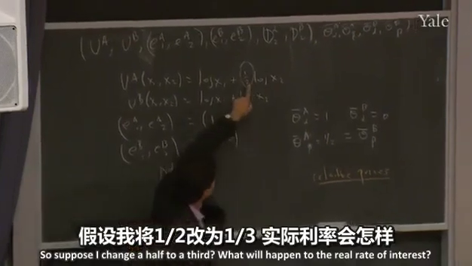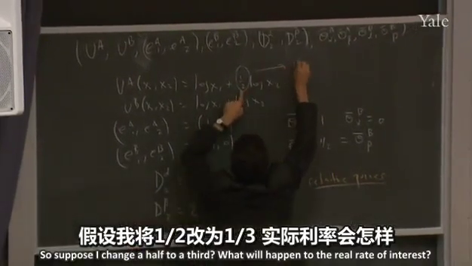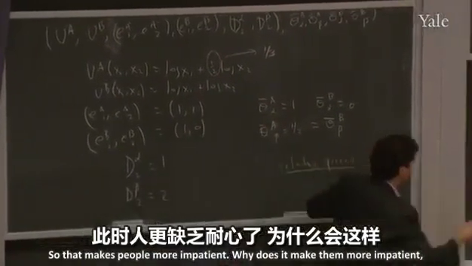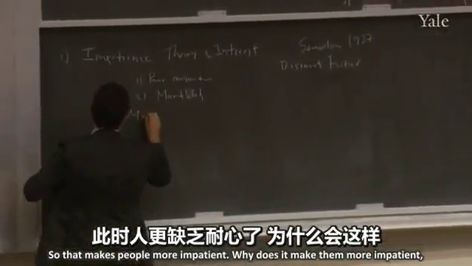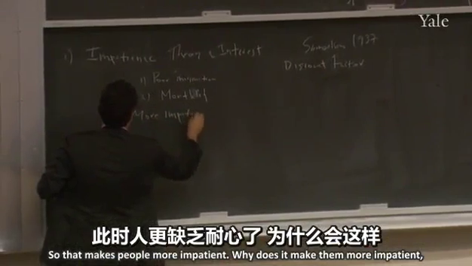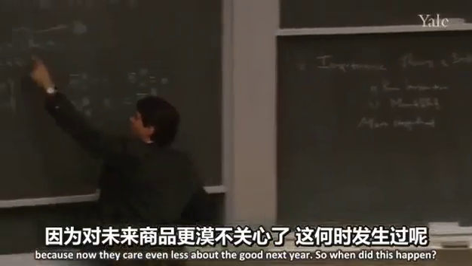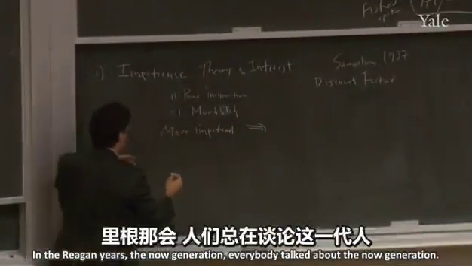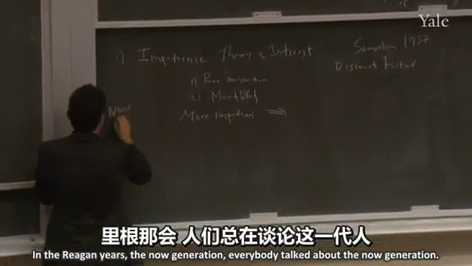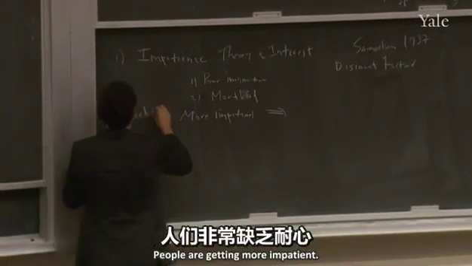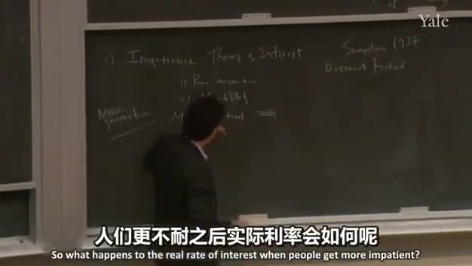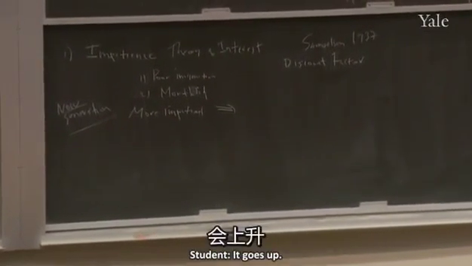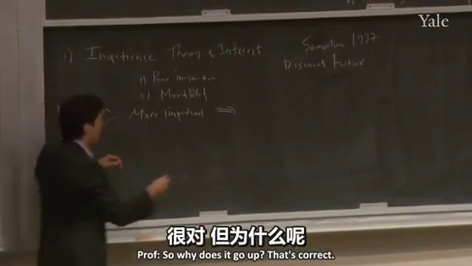So suppose I change a half to a third. What will happen to the real rate of interest? That makes people more impatient. Why does it make them more impatient? Because now they care even less about the good next year. When did this happen? In the Reagan years, the now generation, everybody talked about the now generation. People are getting more impatient. So what happens to the real rate of interest when people get more impatient? Does it go up or down? Yep. So why does it go up? That's correct.